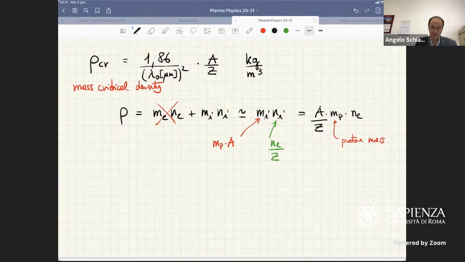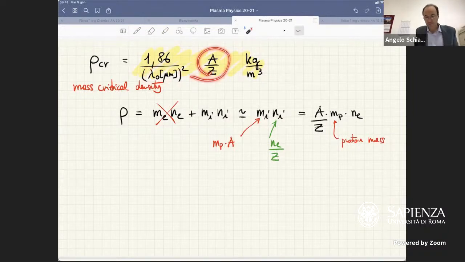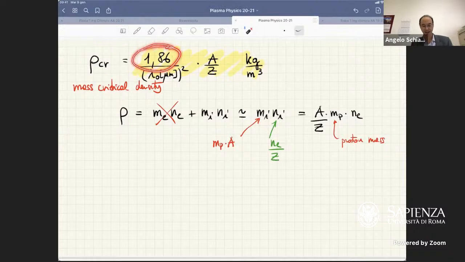So this is another practical formula that, depending on the kind of radiation we are sending to the plasma and the plasma properties, we can establish what is the critical mass density at which the radiation will stop.